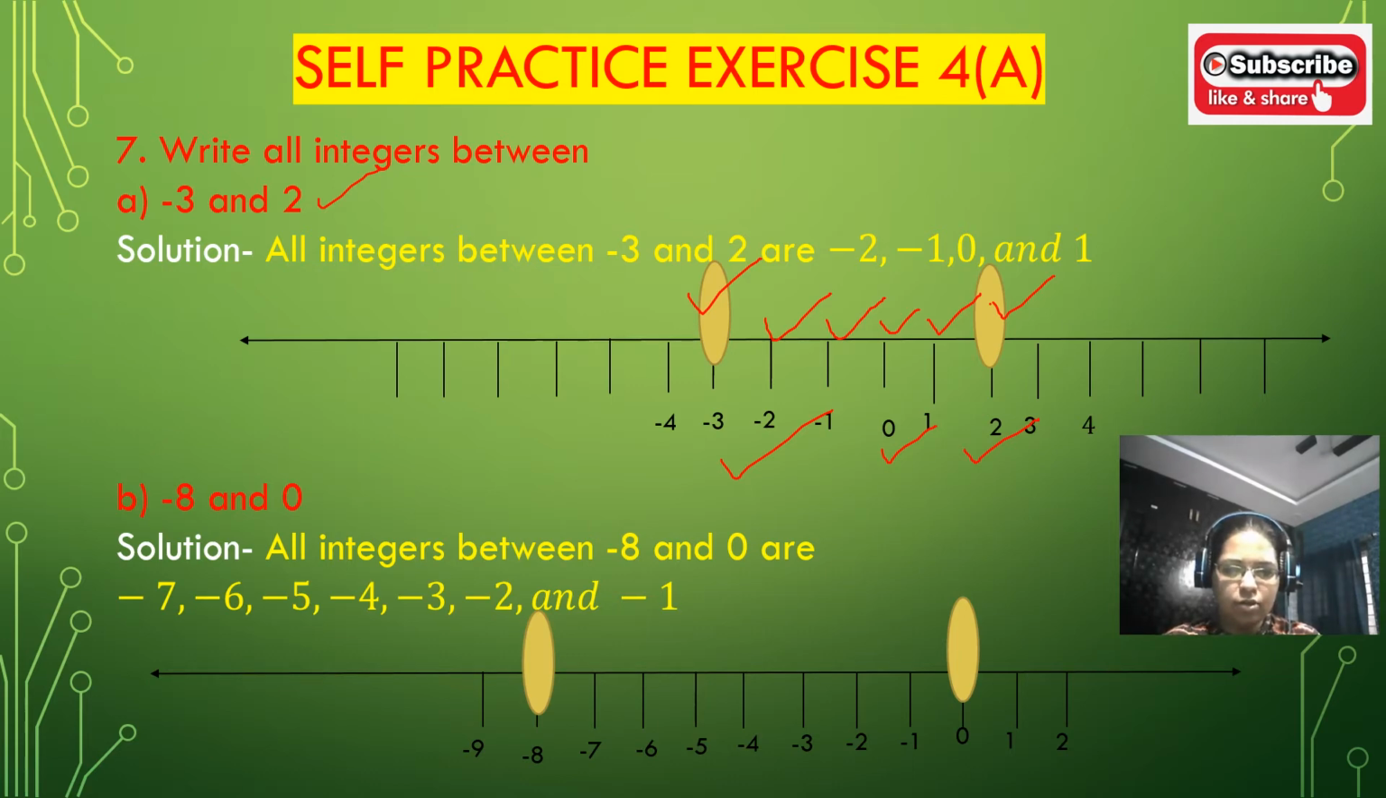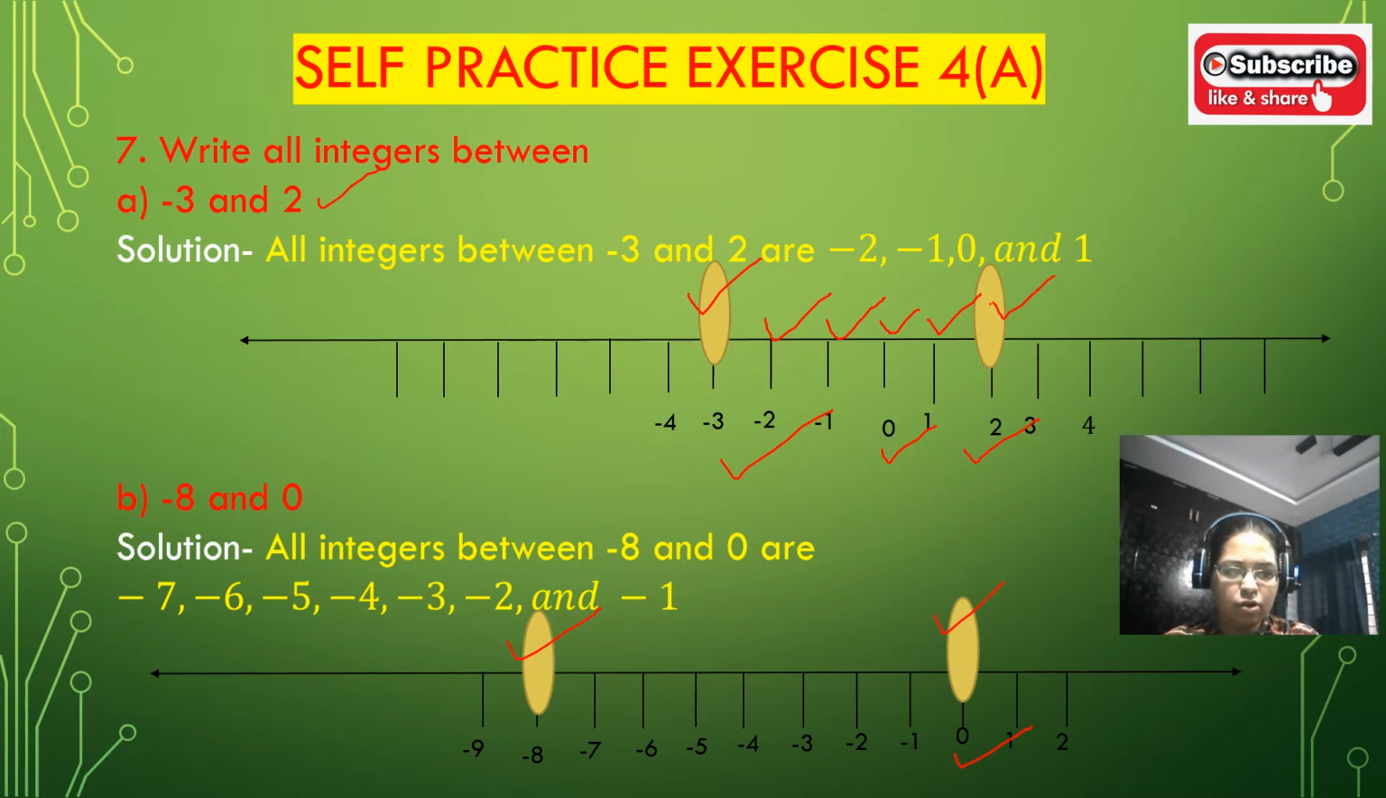Middle line is 0, and to the left hand side are negative integers, that is 0, -1, -2, -3, -4, -5, -6, -7, -8. We can represent -8 on a number line and 0 on a number line. Now we have to find all the integers between -8 and 0.